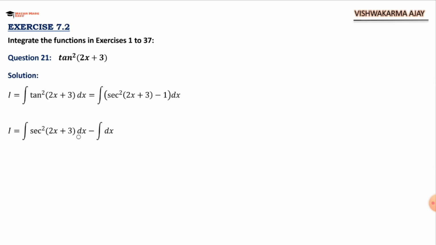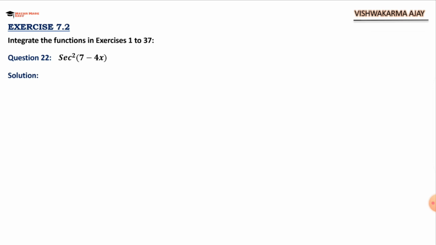Integration of sec square x dx minus integration of dx. Since there is minus 1, I will write nothing instead of minus 1. Now, integration of sec square x is tan x, so I am going to write tan x whole divided by the derivative of the function. In this case, our function is 2x plus 3. Integration of 1 is x. Since there is minus, it's minus x. Derivative of 2x plus 3 is 2. Finally, we got our integration, that is tan of 2x plus 3 upon 2 minus x plus c.